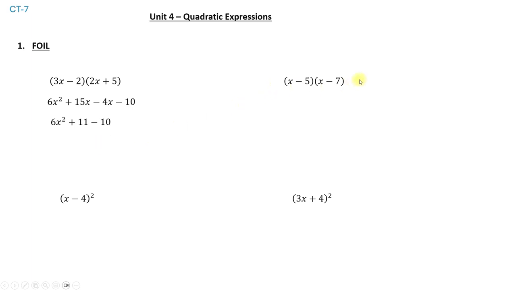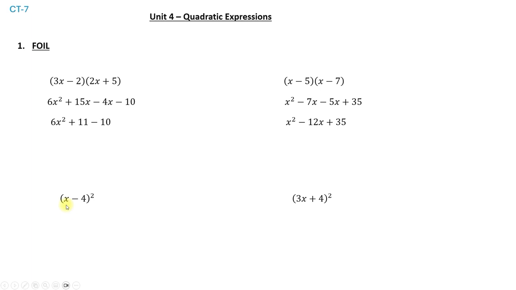Here we'll do much the same thing. We'll just use our FOIL method. First, outside, inside, last. Collect our like terms: x squared minus 12x plus 35.